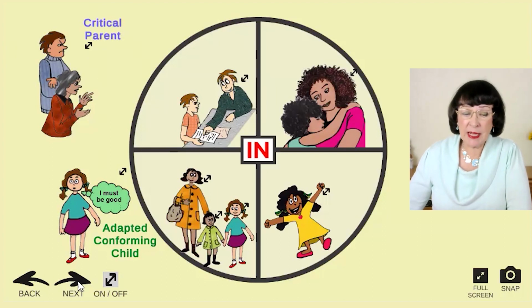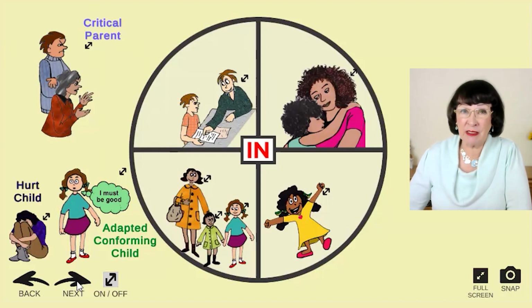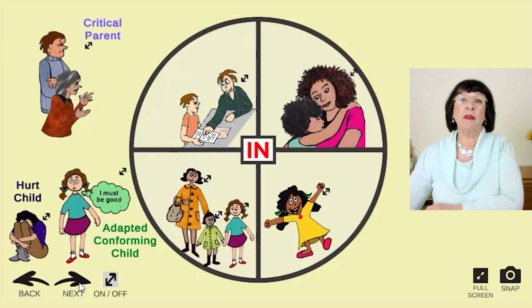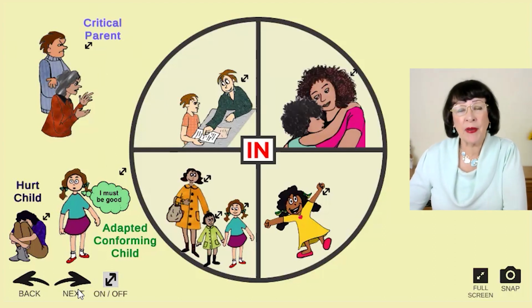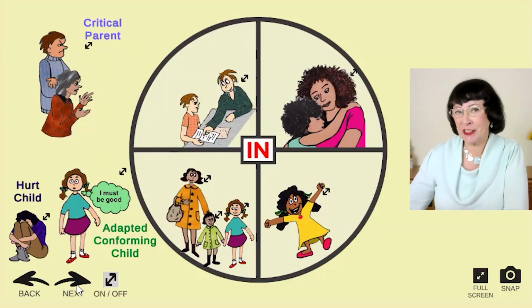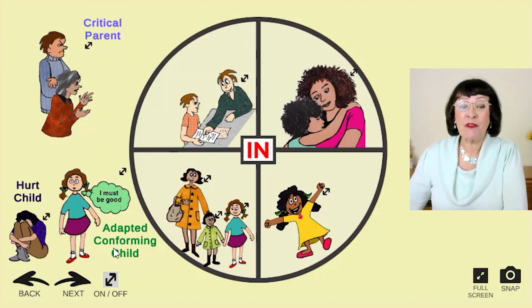Actually, if I press next again, you'll see the hurt child is there as well. And that hurt child is very often the part of themselves that the adult is carrying with them when they come for therapy. I know I have a hurt child. I have an adapted conforming child, a good girl. And I have critical parent voices in my head as well. And I don't think I'm unusual in that respect.